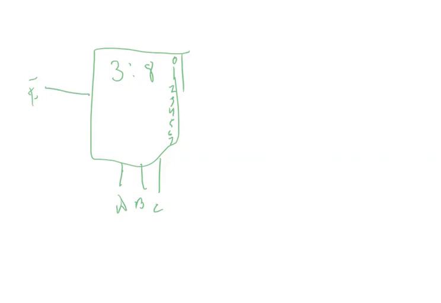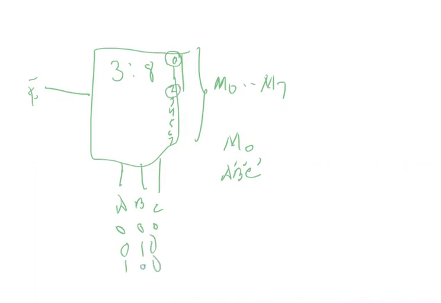And now what comes out over here is M0 through M7, where M0 is A, B, C, all inverted. And what that means is that when you put in 0, 0, 0, it'll assert output 0. If you put in 0, 1, 0, that asserts output 2. If you put in 1, 0, 0, that's going to assert output 4. And so now what you've got is all of the product terms available to you for your use.